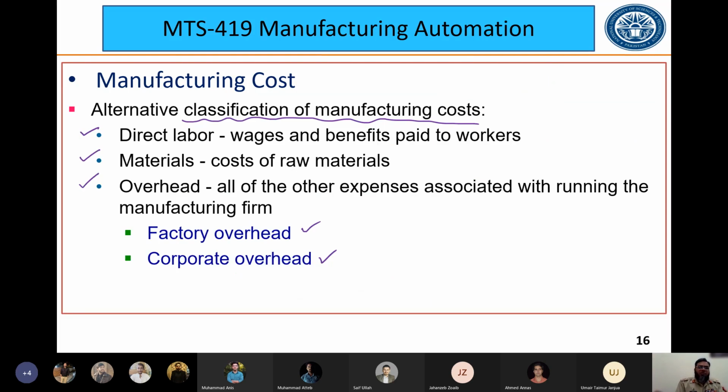So manufacturing costs, let's take a bit further, in which we have direct labor, materials, that is the raw material cost, and overhead cost. So overhead are of two types, factory overhead and corporate overhead.